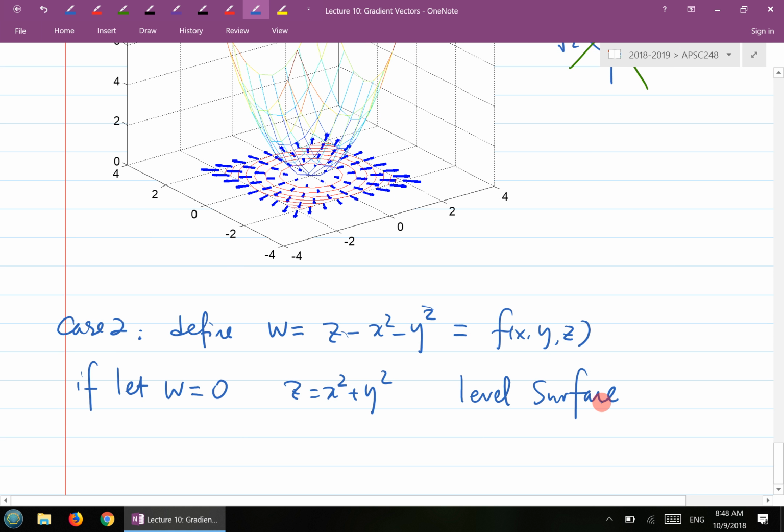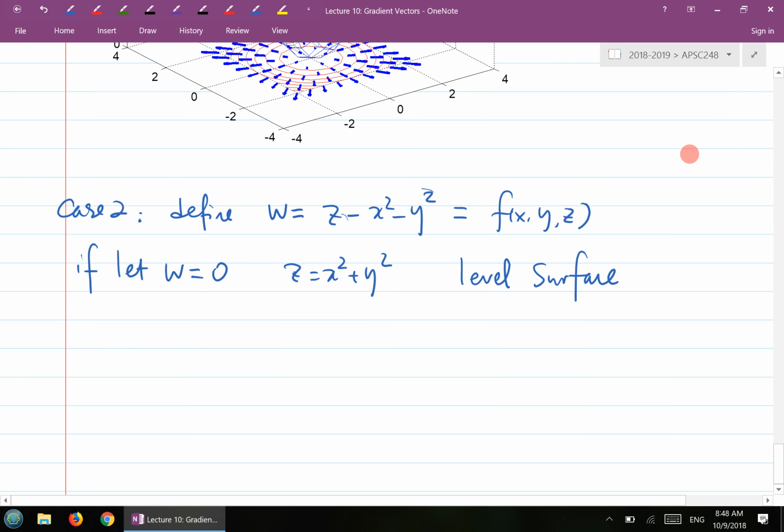So if you let w equal to a different constant, you will get a slightly different surface. It's like a moved up surface. For example, if you let w equal to negative 1, then you get z equal to x squared plus y squared plus 1. So the only difference between the 2 level surfaces is that they move up in the z-axis direction by a magnitude of 1.